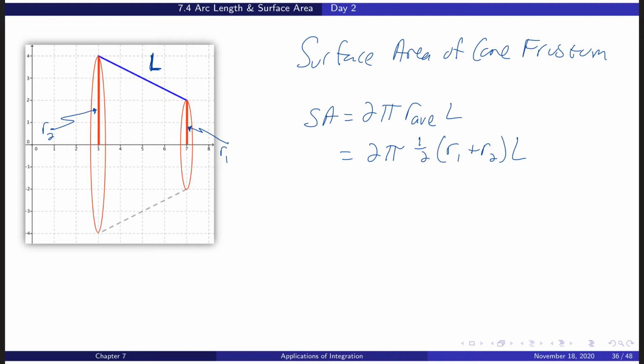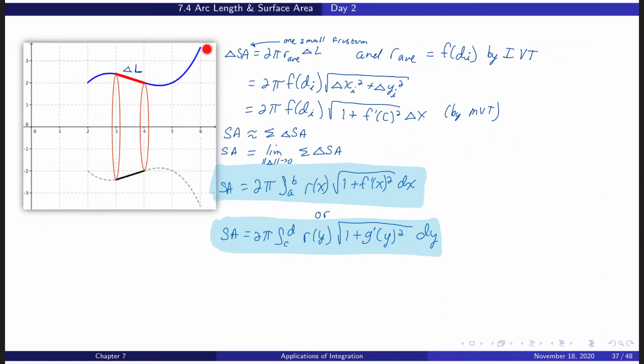So to start, we're going to begin with what's called a frustum, which is a cone that's been truncated. If I chop the top part off a cone, I'm left with this shaped figure, a frustum. And the formula for the surface area is 2 pi, the average radius, times the edge length L. The edge length L is here, and the average radius is the top radius and the bottom radius added together and cut in half. So to apply that to a curve, we would take the curve, split it up into lots of little straight line segments, and use those straight line segments as the delta L, or the edge length of our frustum.